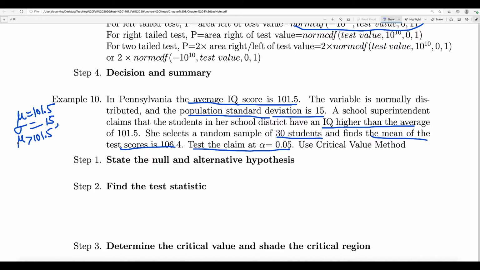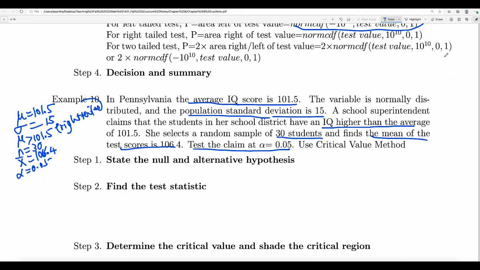And then what else is given? Sample size n equals 30 is given. And x bar, the sample mean, is given as 106.4. And alpha is given as 0.05. It is the right tail, right? Okay, let us write down all these things here then.